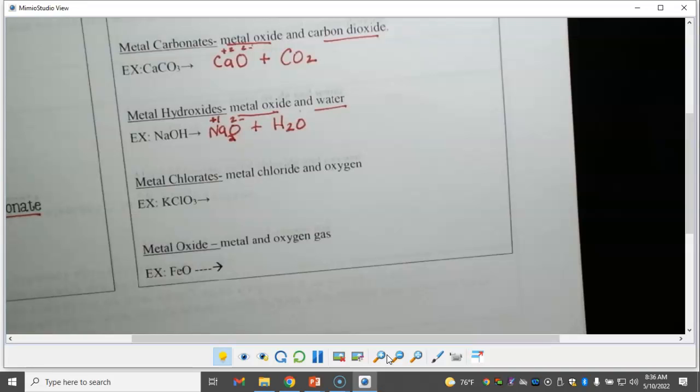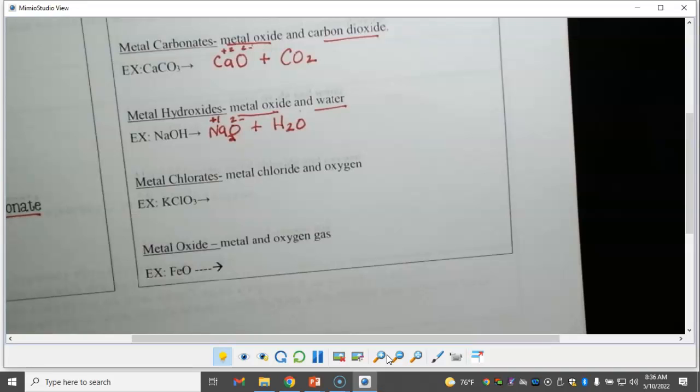I'm going to get a different sheet of paper. Can you guys see that? I don't have enough room to do all my work.